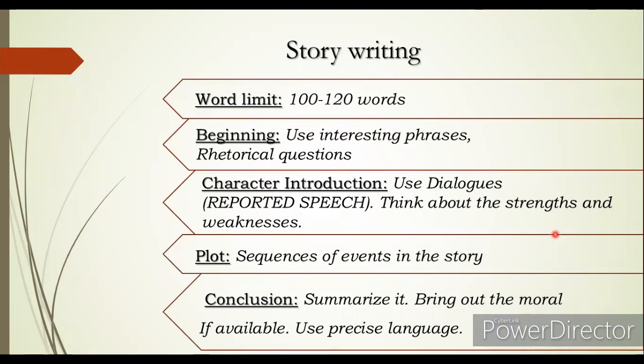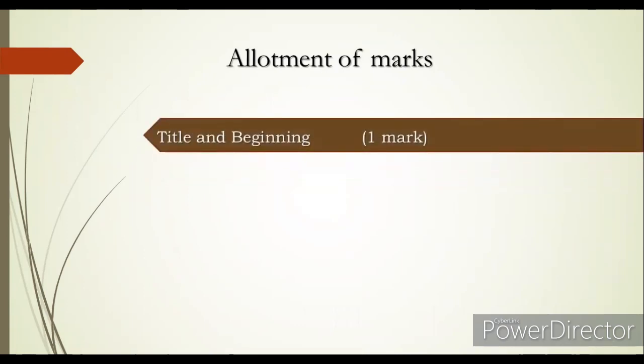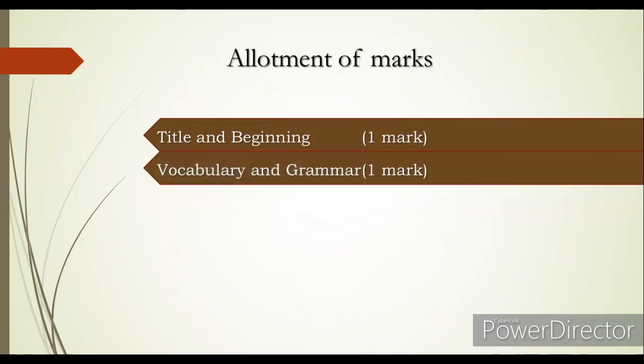Moving further, let's start discussing how we are going to divide the marks for the story writing. When it comes to dividing the marks for story writing, 1 mark is given for your title and how you begin the story. It has to be interesting. The next 1 mark is given for your use of vocabulary and a proper framing of sentences, which has the grammar in it.